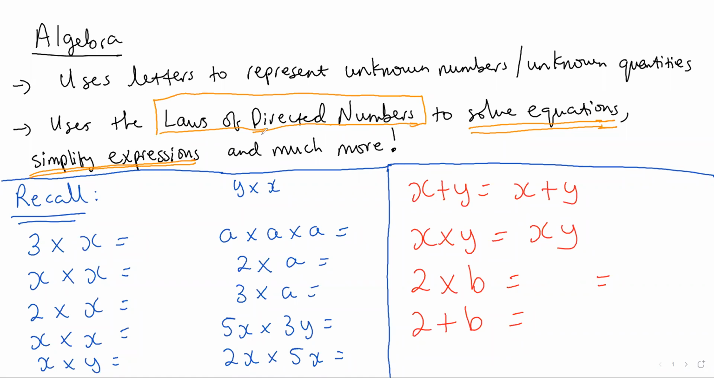And in directed numbers, there are two sets of laws. There's the addition and subtraction laws, and there's also the multiplication and division laws. I class them this way because they go hand in hand. The addition and subtraction laws go hand in hand. The multiplication and division laws go hand in hand.